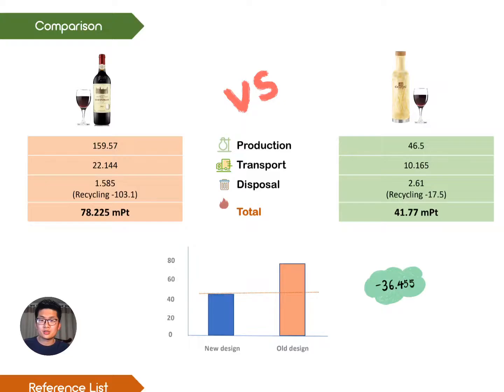Well, in this part, we have recorded some of the main data in this table, and by comparing these values, we can see that the redesigned paper wine bottle has a lower environmental impact in terms of production, transportation, and recycling compared to the glass wine bottle, with a total reduction of 36.455 mPt.